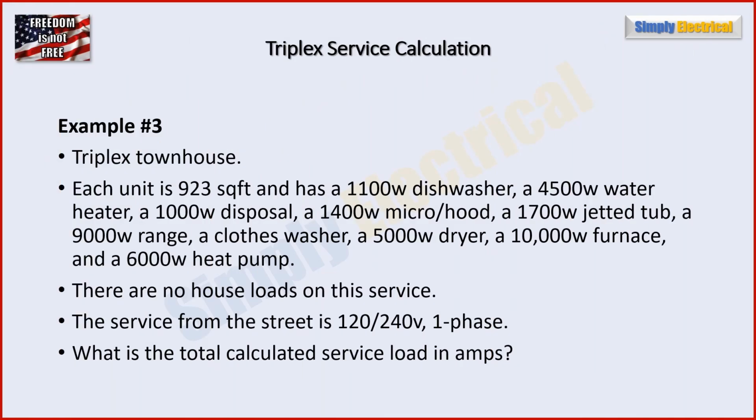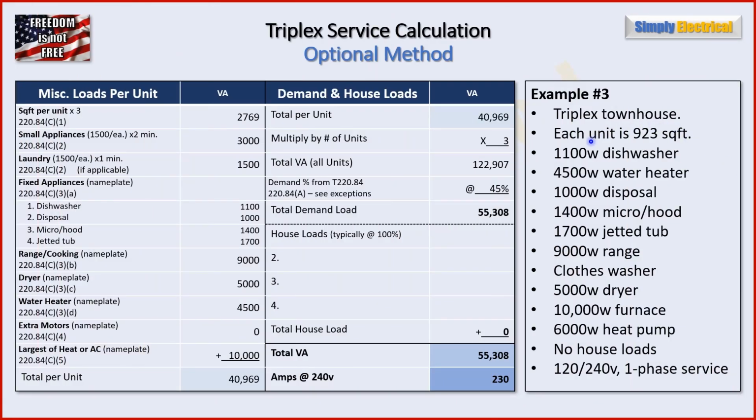Okay, number 3, triplex townhouse. We'll move on. Here you go over here, we have each unit is 923 square feet, multiply by 3, 2769, add our small appliances, add our laundry because we have a clothes washer, dishwasher, disposal, micro hood. Now we have a jetted tub also.